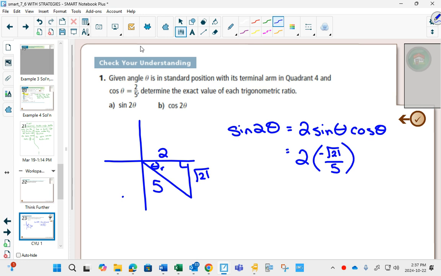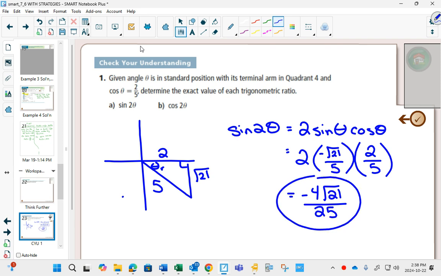I was given that cos of theta was 2/5. Multiply tops, multiply the bottoms, and we get that sine of 2 theta is negative 4 root 21 over 25.